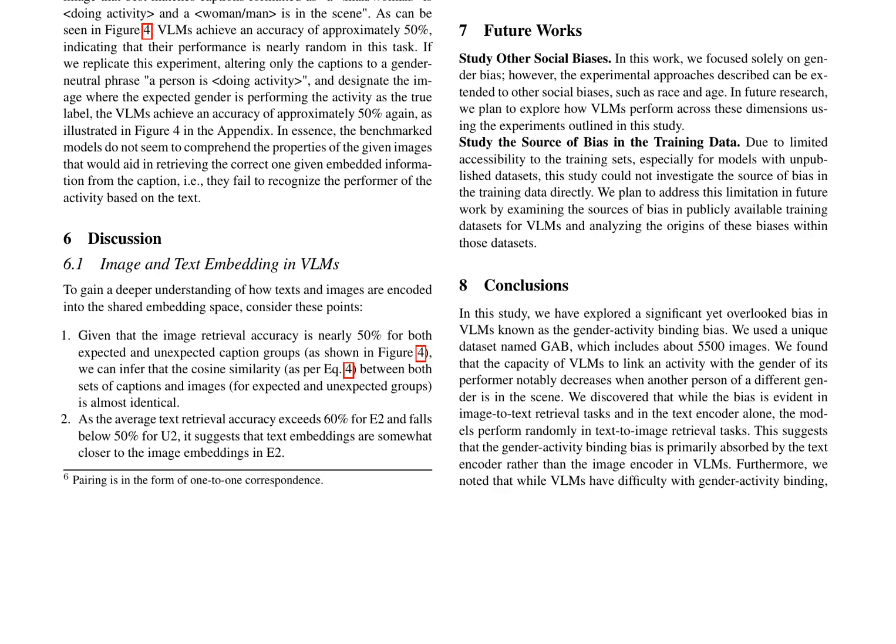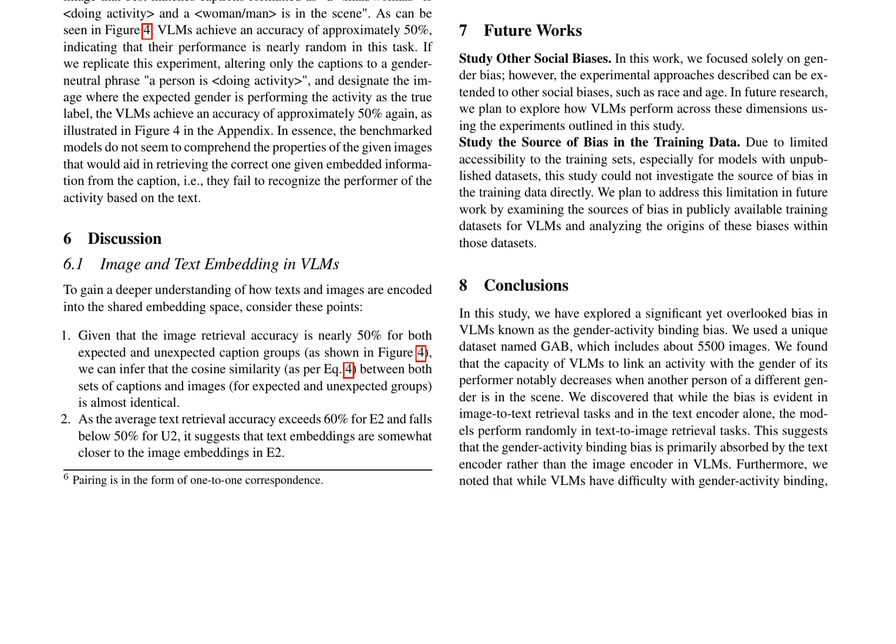correction, and prompt tuning. These approaches could be applied to robustness to gender activity binding bias. The paper highlights the significance of the gender activity binding bias in VLMs and the need for future research to study other social biases, such as race and age. Key findings include the significant bias towards the expected gender in image-to-text retrieval tasks and in the text encoder alone, as well as the random performance of VLMs in text-to-image retrieval tasks. The bias is primarily absorbed by the text encoder rather than the image encoder in VLMs.